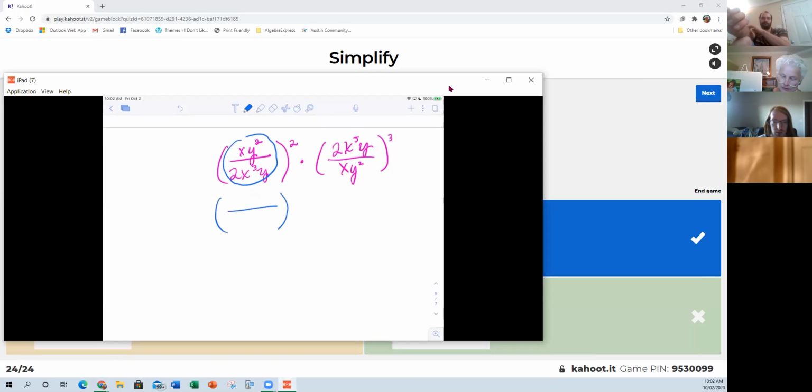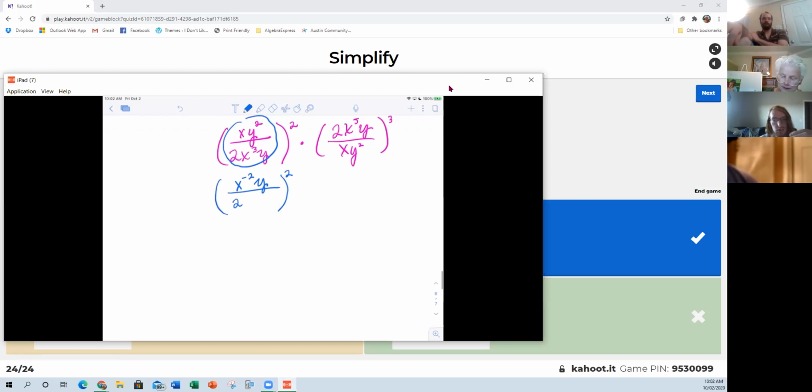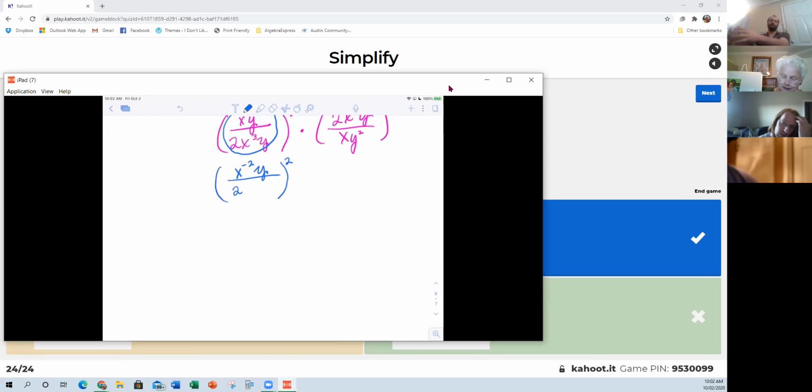Okay, so 2 stays on the bottom. If this x, if I subtract 1 minus 3, I get x to the negative 2. And 2 minus 1, I get y to the first, to the second power. So that's going to give me y over 2x squared to the second power, which would give me y to the second over 4x to the fourth.